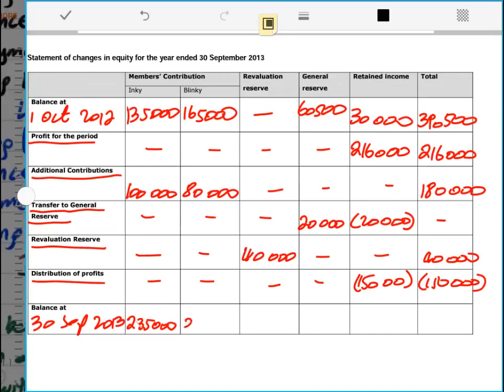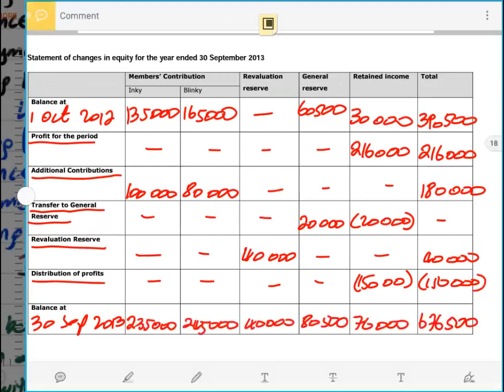This should give us 245,000 rands. This should give us 40,000 rands. This should give us 80,500, and this should give you 76,000 rands. This should give us 710. This should give us 676,500.